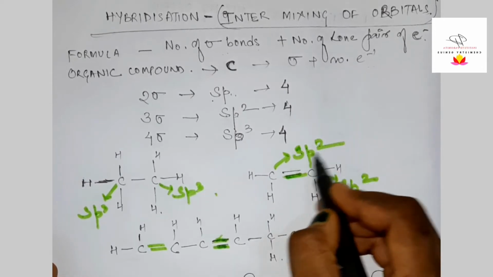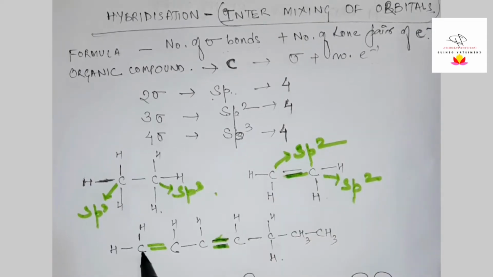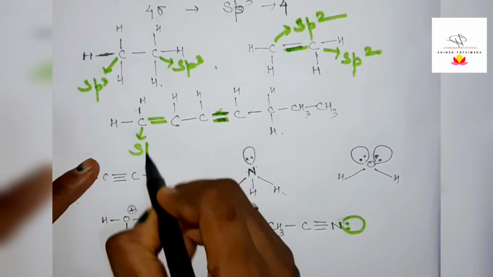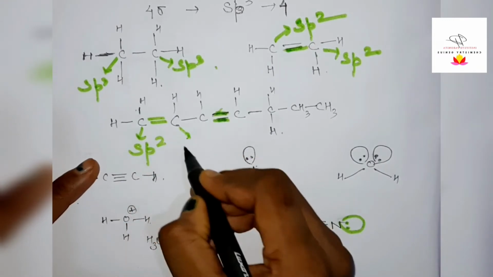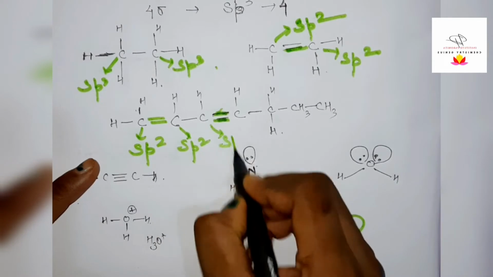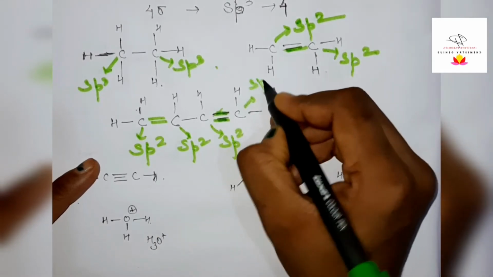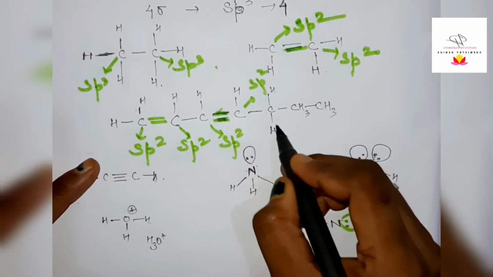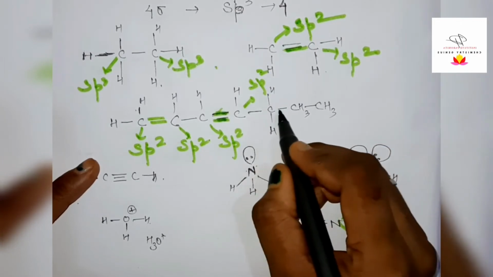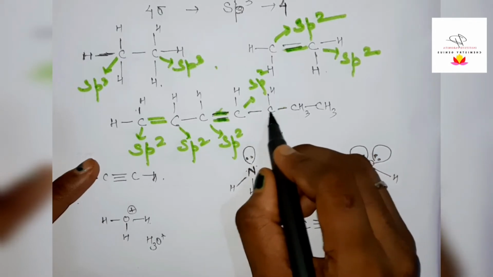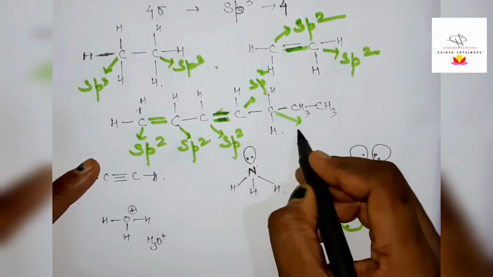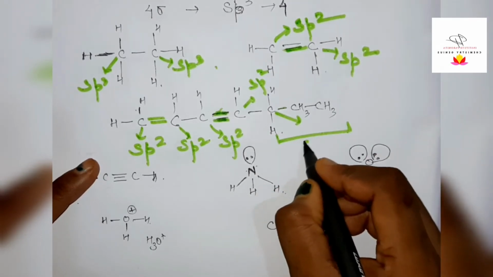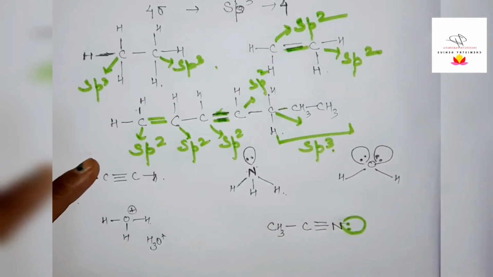So the total number of bonds here also is 3. Now check this carbon atom, it has 3 sigma bonds, so again sp2. This one also sp2, this also sp2, this one also sp2. Whereas check this one, it has 2 hydrogen bonds and 2 covalent bonds. So we count 1, 2, 3, 4, 4 sigma bonds, so here it is sp3. All the atoms here are sp.